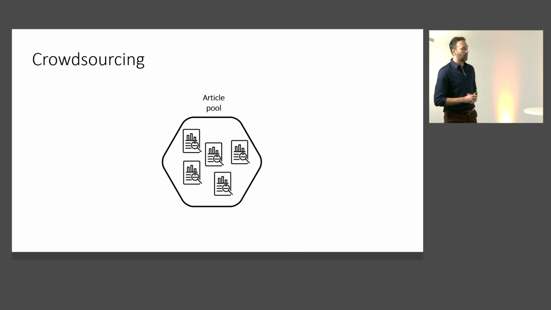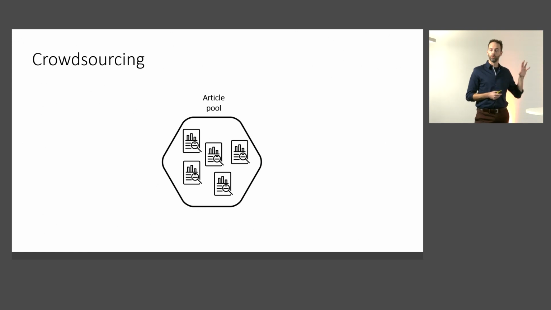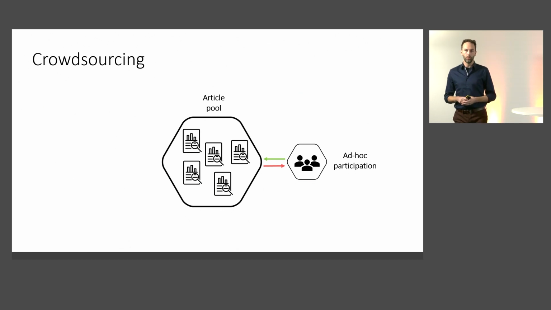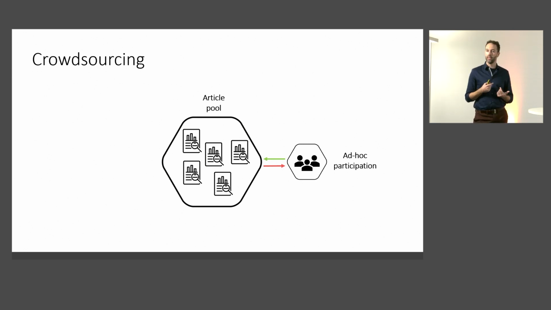So at the core of the crowdsourcing system is a central pool of articles which is selected by our team. And community members will be able to log into the platform at any time and draw down articles to work on at their own convenience. We will provide training and standardized data entry forms, and data quality will be ensured by cross-checking classifications between multiple contributors.